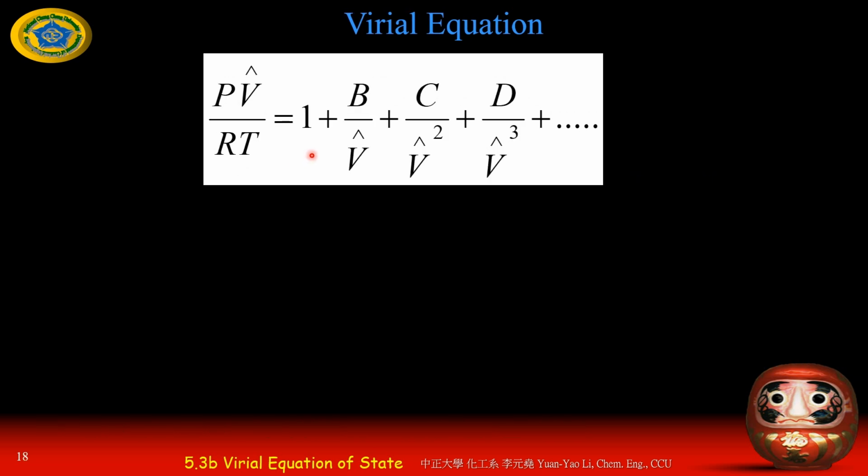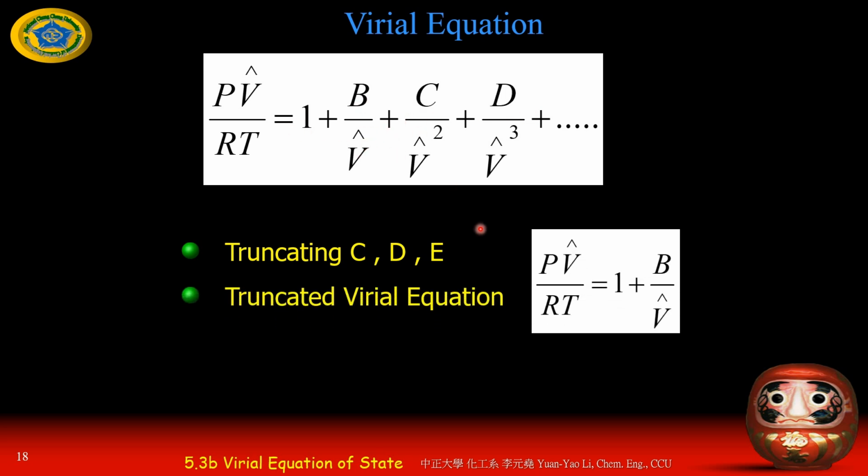Okay, so let's talk about the Virial equation here. If we're truncating C, D, E, F, that will become what? That will become what we call the truncated Virial equation of state. This is the truncated Virial equation of state. C, D here, you remove this. So this is the Virial equation of state, and this is the truncated Virial equation of state.